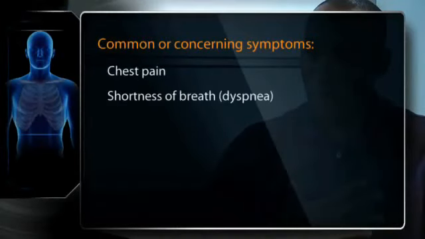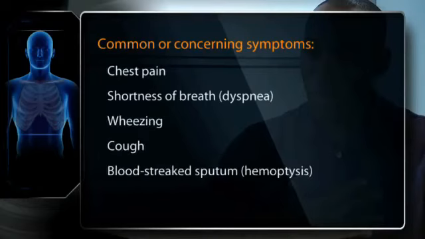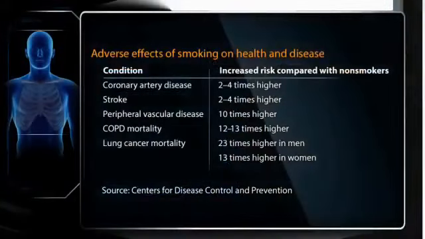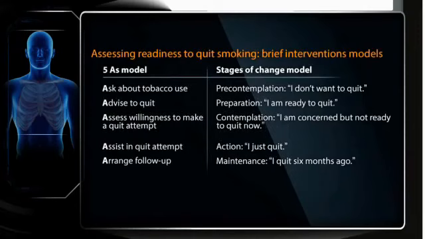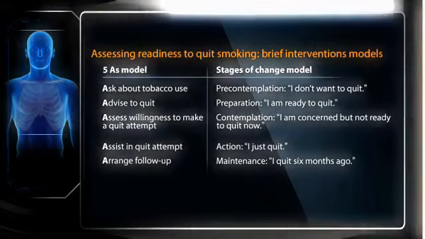Common or concerning symptoms relating to the thorax and lungs include chest pain, shortness of breath or dyspnea, wheezing, cough, and blood-streaked sputum or hemoptysis. By eliciting the patient's concerns before the examination, you prepare for an examination that is efficient and productive. Smoking accounts for 1 in 5 U.S. deaths each year, so be prepared to counsel smokers about the risk of related diseases and death, and be current on techniques that help smokers quit successfully.